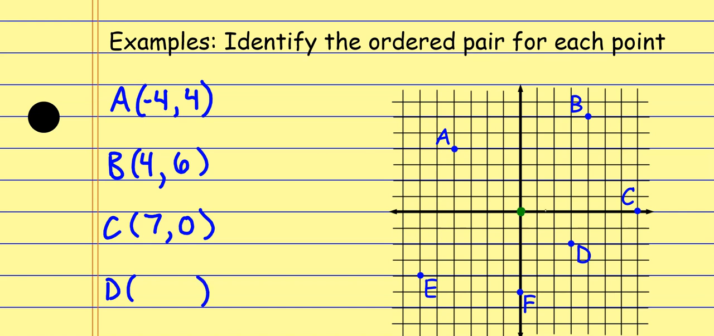D is to the right 1, 2, 3 units. That's a +3. And then it's down 2 units, so that's a -2. All right. F is our next one. Let me bring that up here.